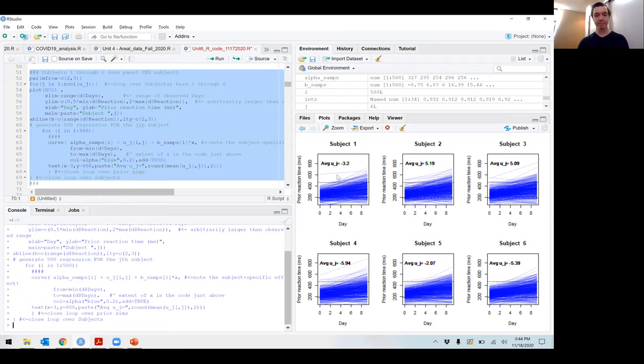I'm recording the average UJs. And here, this subject on average is 3 milliseconds faster, right? 3 milliseconds smaller reaction time means they're 3 milliseconds faster than the overall average. Subject number two, 5 milliseconds slower than the overall average. 5 milliseconds slower, 6 milliseconds faster.